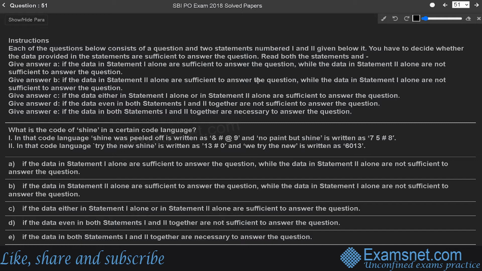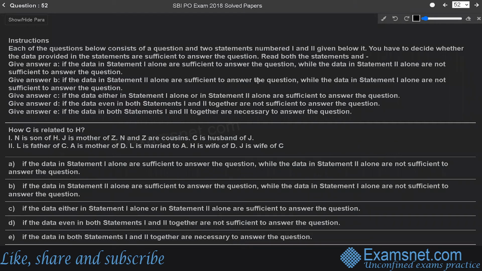About the second statement, the common words in both the inferences are try, the, and new, coded as 0 or 1 or 3. Now, the only word left in the first inference is Shine and the only code left is hashtag. Thus, we can say that Shine is coded as hashtag and thus statement 2 alone is also sufficient. So the correct option for this question will be option C, which is if the data either in statement 1 alone or in statement 2 alone are sufficient to answer the question. I hope it is clear to you.